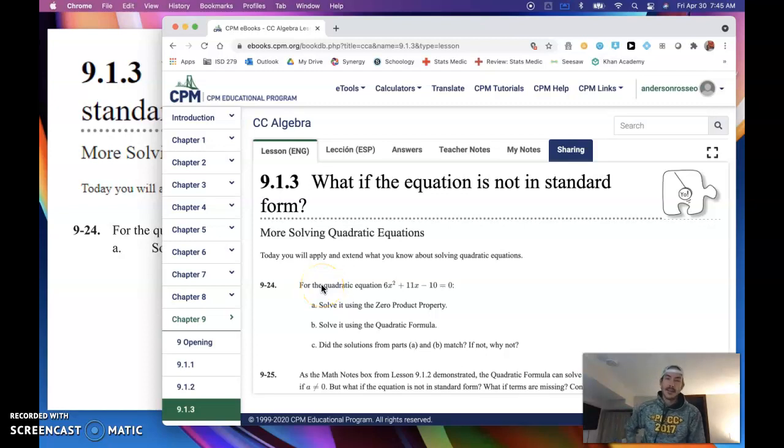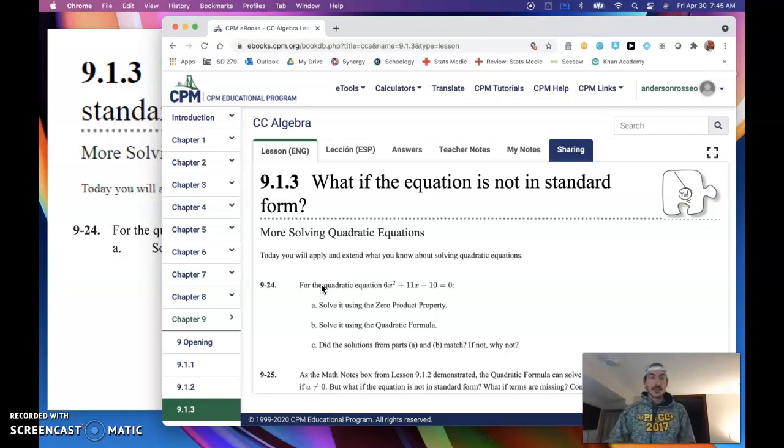Welcome back. Today we're going to talk about section 9.1.3 from our CPM Common Core Algebra text. Our goal today is to discover a little bit more of an in-depth perspective about how versatile the quadratic formula can be. We're going to start with a little bit of review of what the quadratic formula can do for us, and then talk about some of the possibilities that we haven't explored yet with the quadratic formula.